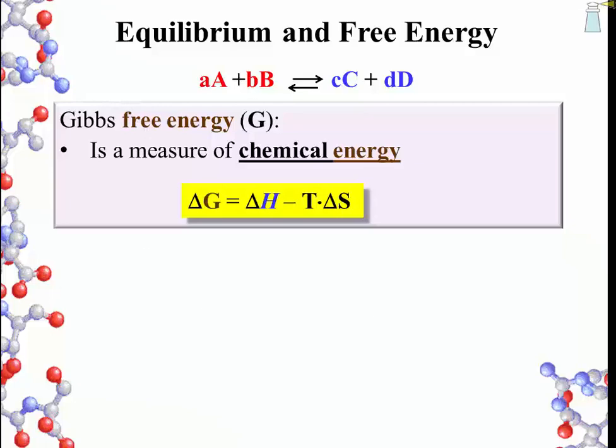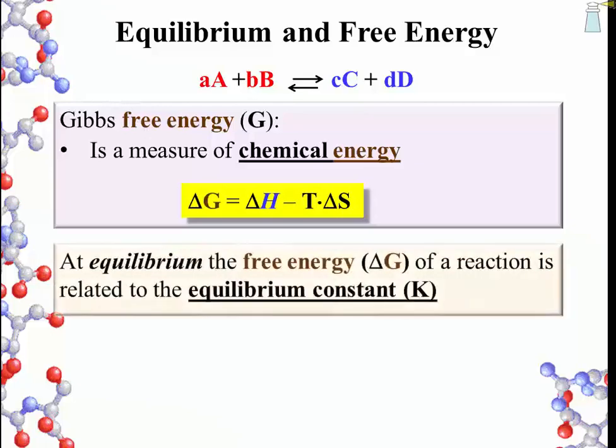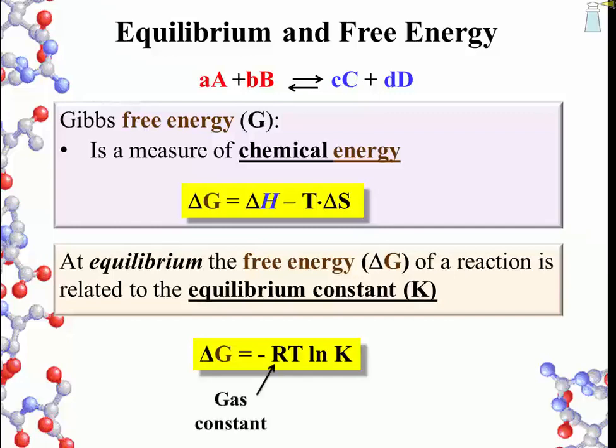At equilibrium, the free energy of a reaction is related to the equilibrium constant, K. The formula for the relationship is delta G equals negative RT times the natural log of K. R is the familiar gas constant, T is temperature in Kelvin, and ln stands for the natural log. Most calculators have a button for that. This formula is a bridge between energy and equilibrium. It can be algebraically rearranged to solve for K.